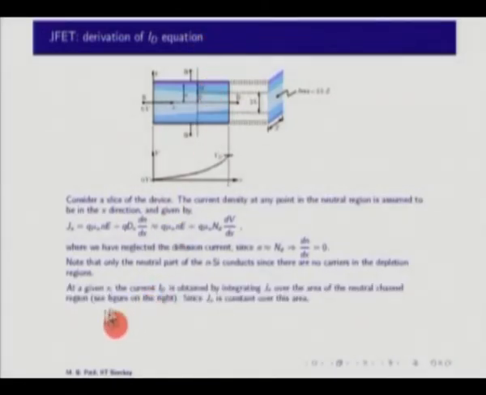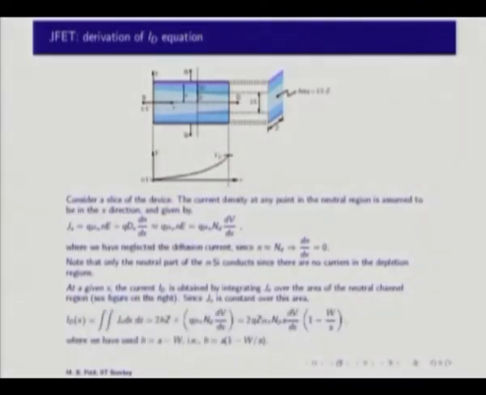So at a given x, the current ID is obtained by integrating Jn over the area of the neutral channel region, that is this region here. And in this device, this Jn is the same everywhere in this area, and therefore the integral simply becomes the current density times this area. Go over the slides later on and see if you have any doubts. We will go through this a little faster. Okay, so that is what it is.